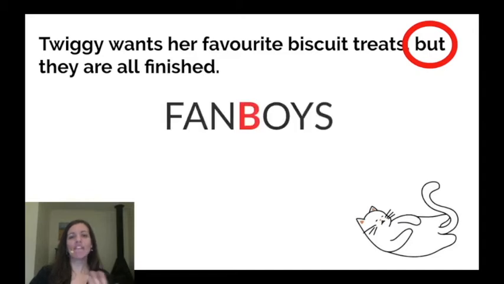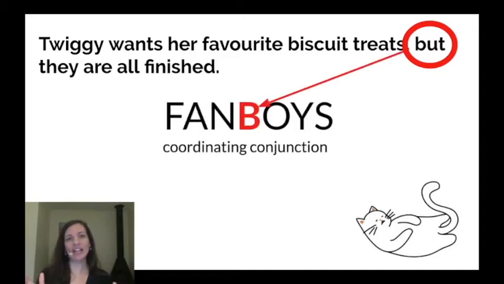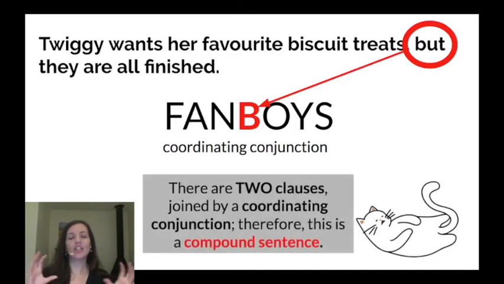And that is one of my fanboys. It's the B in fanboys, and so it is a coordinating conjunction. I have two clauses joined by this coordinating conjunction of but, and so I have a compound sentence.